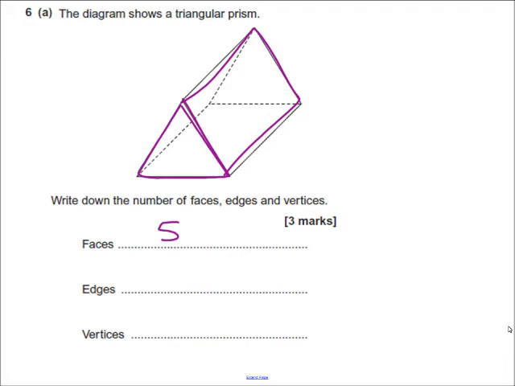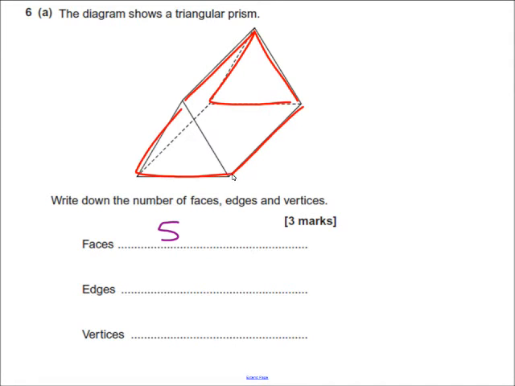Now let's look at the edges and tidy up our image. For the edges, you need to count each of these lines where the shapes meet. So for the triangles, there are 1, 2, 3, 4, 5, 6. So at either end we have 6 edges, and we need to count the 1, 2, 3 edges of the rectangles. So we have 9 edges.